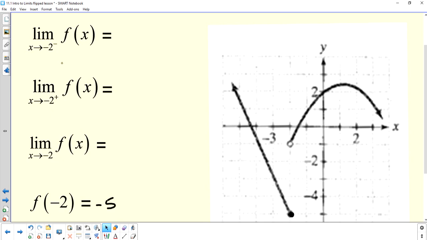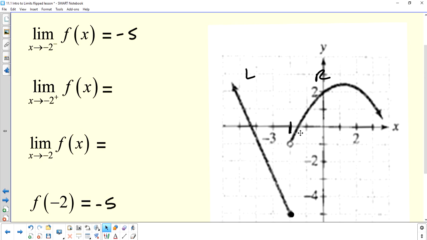So from the left, again, means values that are less than it. So from the left, if this is negative 2, values to the left of the graph coming towards x is negative 2, I am using this piece of the graph. And so that's going to give me a value of negative 5. If I talk about then values from the right, well, from the right now, so this is to the right, this is to the left. From the right, you see I'm actually using this graph. And we want to come back towards negative 2.